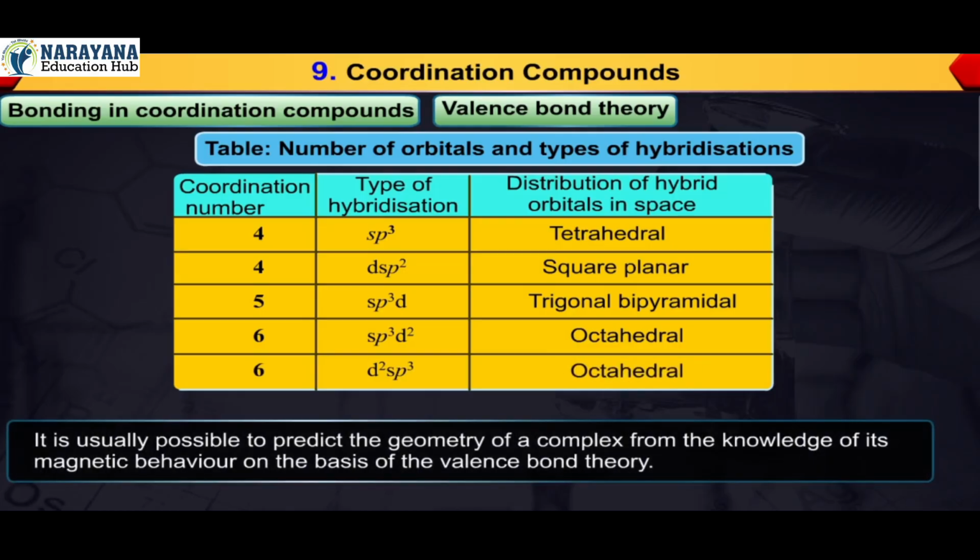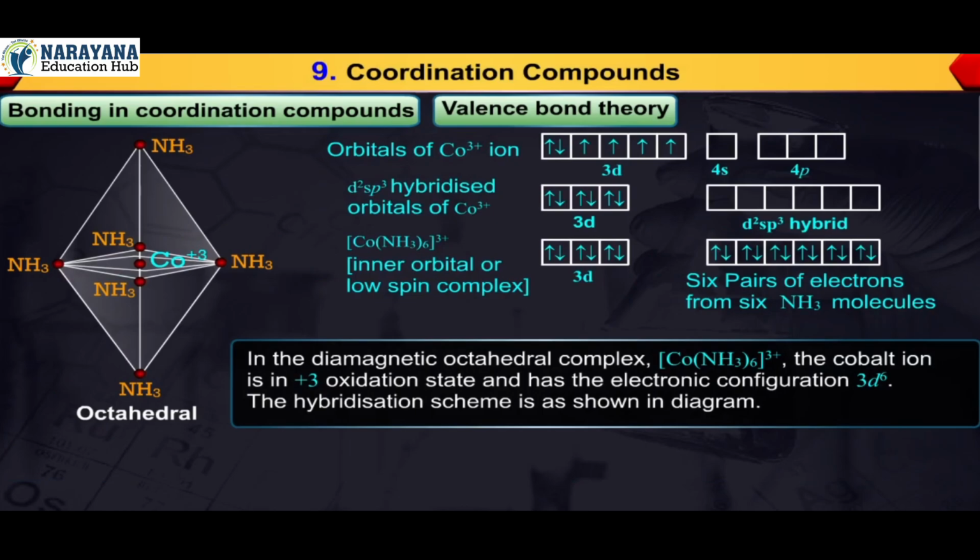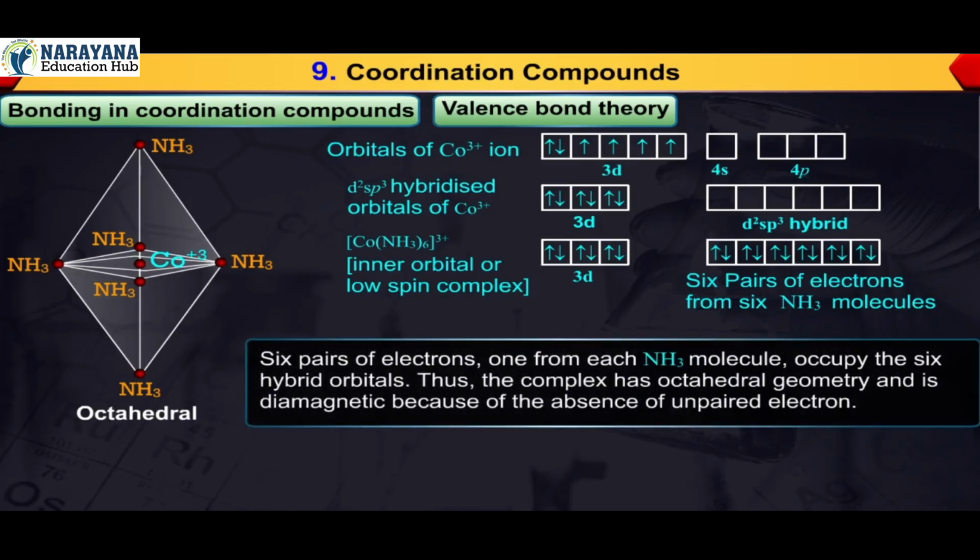It is usually possible to predict the geometry of a complex from the knowledge of its magnetic behavior on the basis of the valence bond theory. In the diamagnetic octahedral complex [Co(NH3)6]3+, the cobalt ion is in +3 oxidation state and has the electronic configuration 3d6. The hybridization scheme is as shown in the diagram. Six pairs of electrons, one from each NH3 molecule, occupy the six hybrid orbitals. Thus, the complex has octahedral geometry and is diamagnetic because of the absence of unpaired electrons.